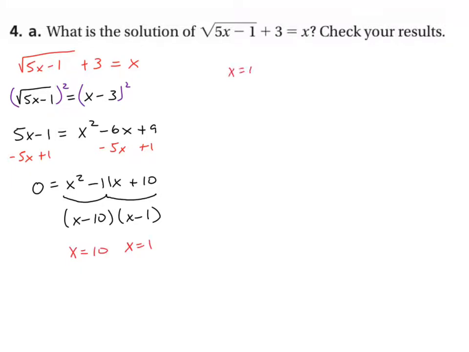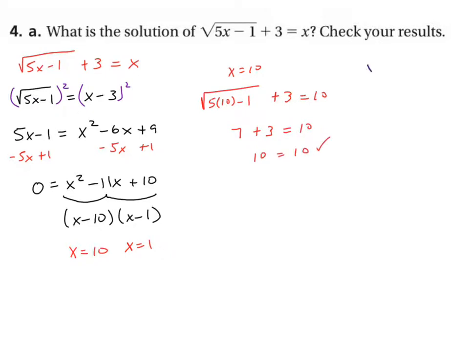So for x equals 10, we'll try that one first. So we've got the square root of 5 times 10 minus 1 plus 3 equals 10. So this is 50 minus 1 is 49. The square root of 49 is 7. So 7 plus 3 equals 10. So 10 equals 10. That's good.